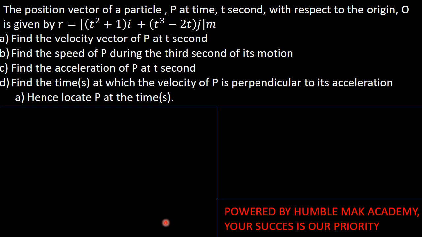Then the A part is saying that we should find the velocity vector of P at t seconds. Then B, we should find the speed of P during the third second of its motion. Then C, we should find the acceleration of P at t seconds. Then D, we should find the time(s), that's the times, it can be one time, it can be two times, and so on, at which the velocity of P is perpendicular to its acceleration.